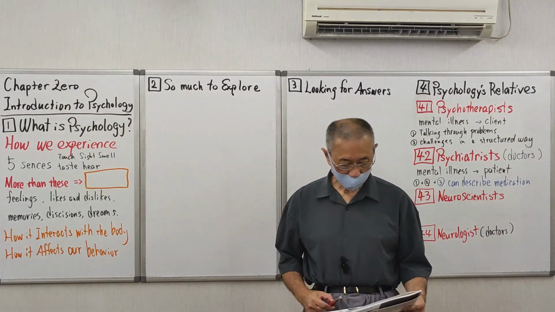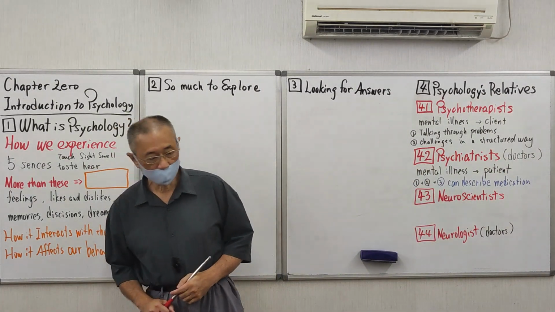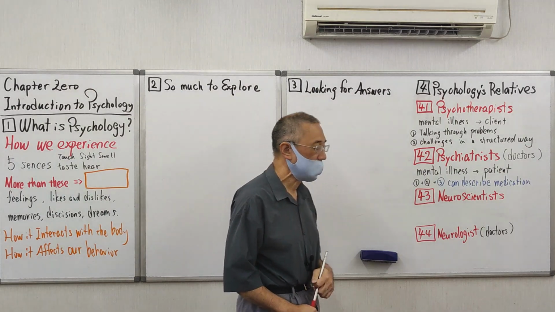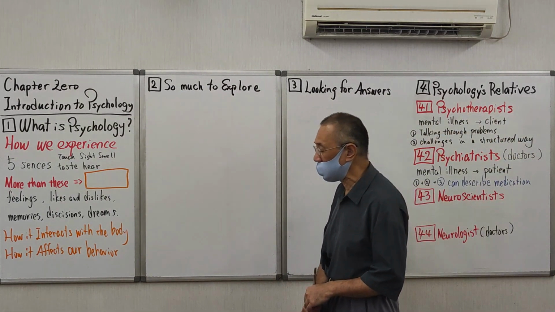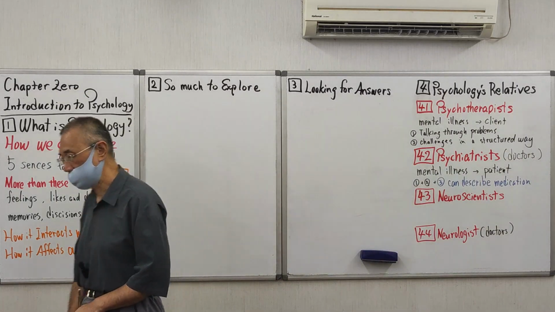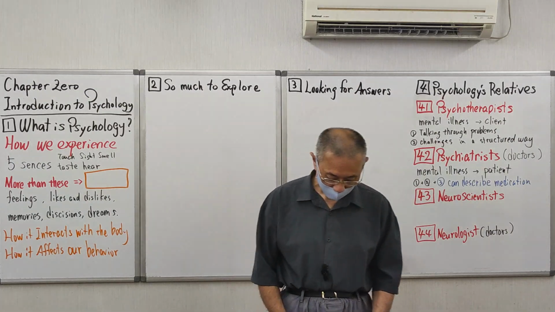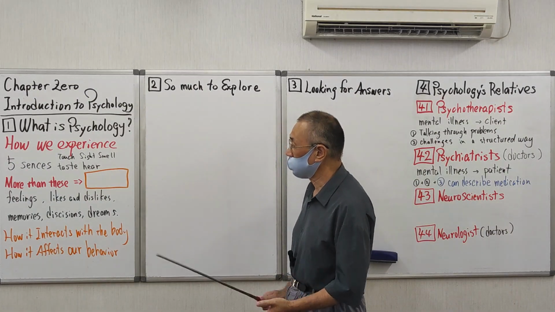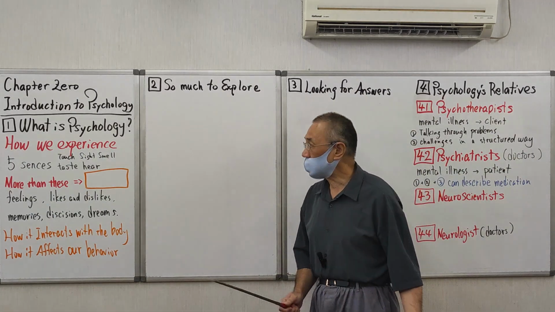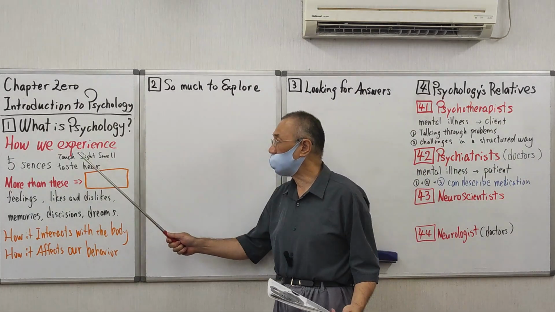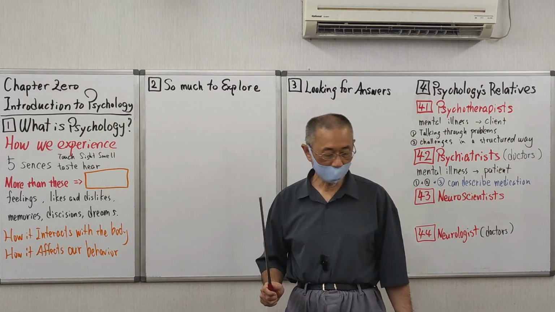Okay, on the first page, what is psychology in a word? The science of the feeling, or science of the mind, or science of the heart, for those things. Then, here are the two answers. The first is how we experience this world around us.